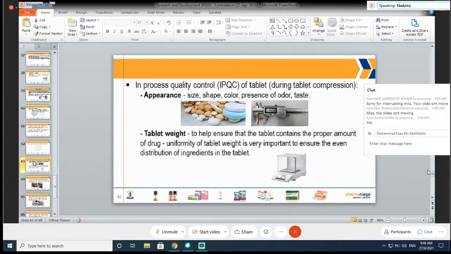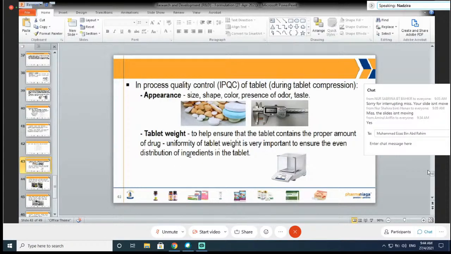During tablet compression, it is very important to evaluate the physical properties of the tablet. For example, the appearance, such as the size, shape, color distribution, and the presence of taste and so on. This is a vernier caliper that we use to determine the size, the thickness and the diameter. It is very important. Besides the appearance, we also need to determine the tablet weight.